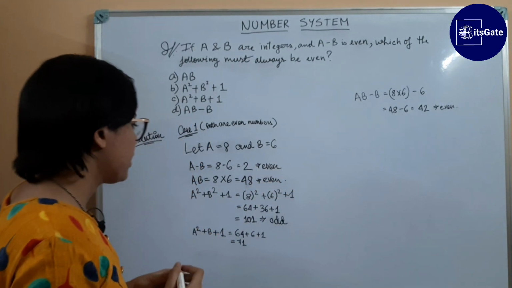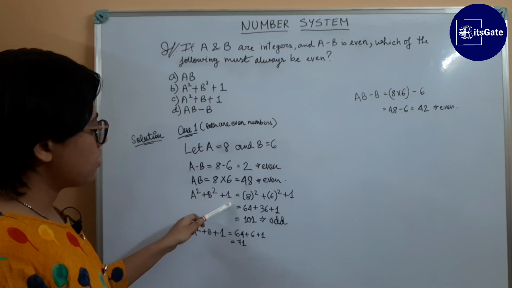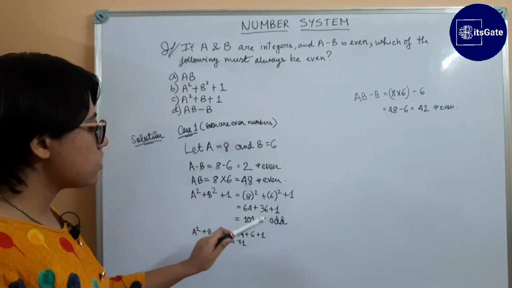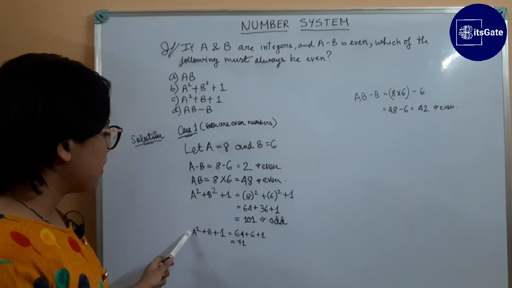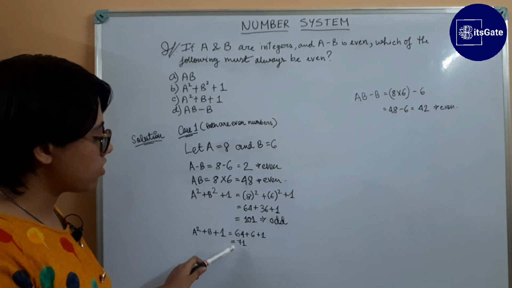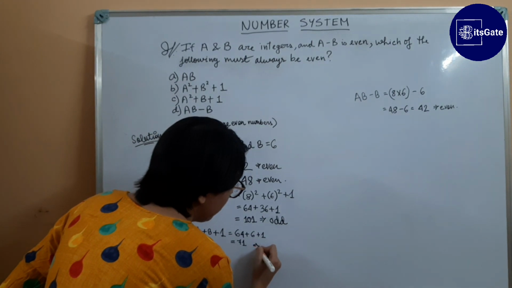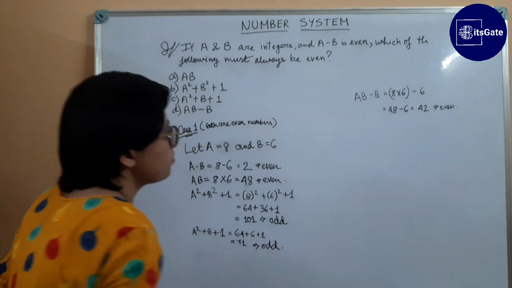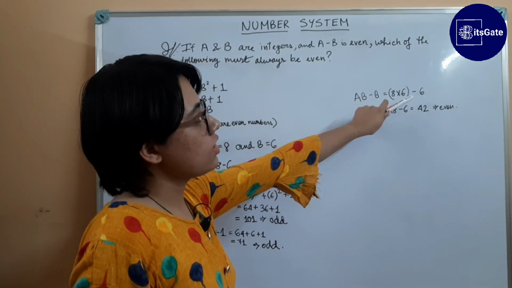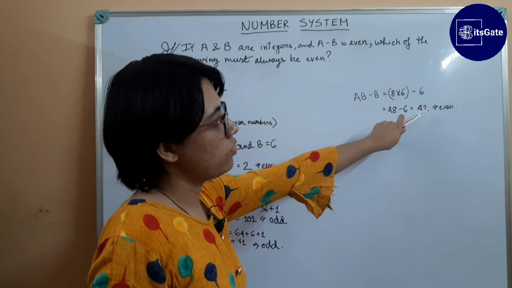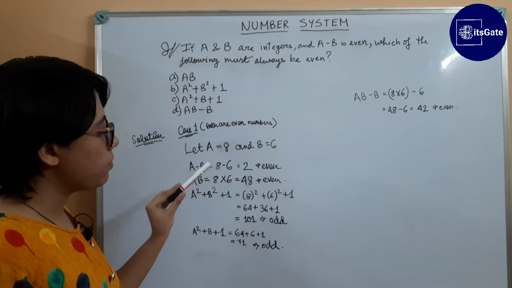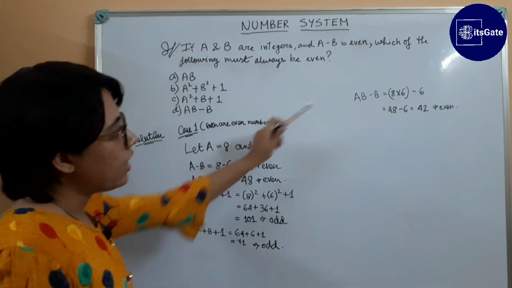Then a square plus b square plus 1, that is 8 square plus 6 square plus 1, 64 plus 36 plus 1 is 101, which is an odd number. Then we have a square plus b plus 1, which is 64 plus 6 plus 1 is equals to 71, which is again an odd number. Then we have here ab minus b, which is equals to 8 into 6 minus 6, which is 48 minus 6 equals to 42, which is even.